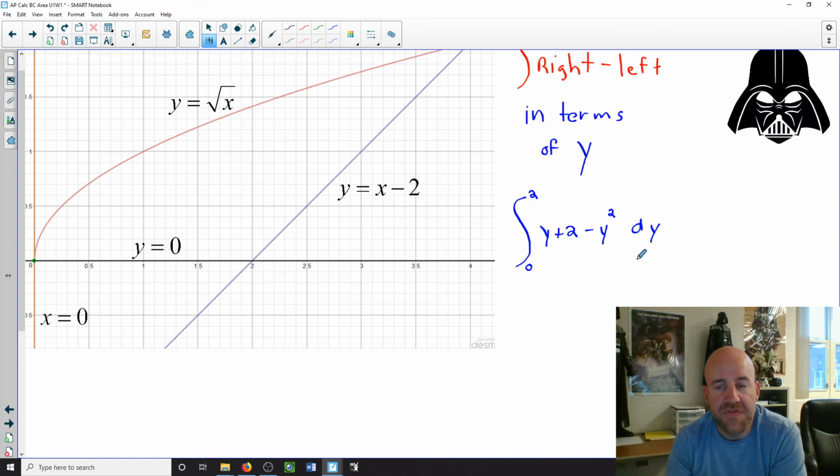And now we can just throw this in the calculator, because I said this was a calculator problem. Or if you want, you can work this out. It should be, if I'm remembering correctly, 10/3. So 10/3 should be your answer for this one.